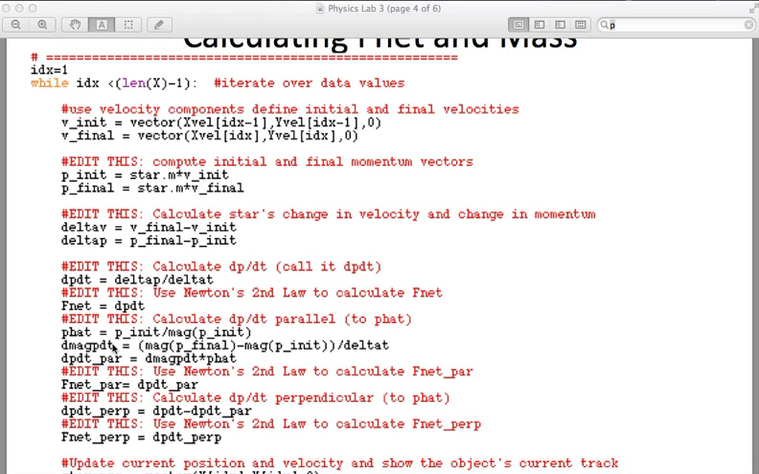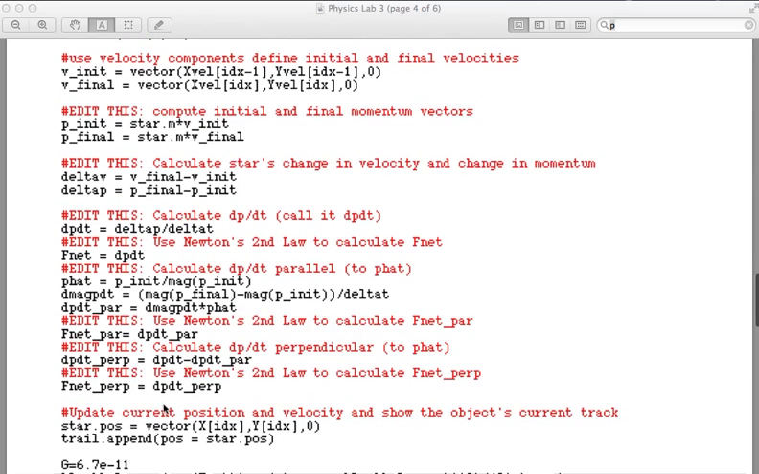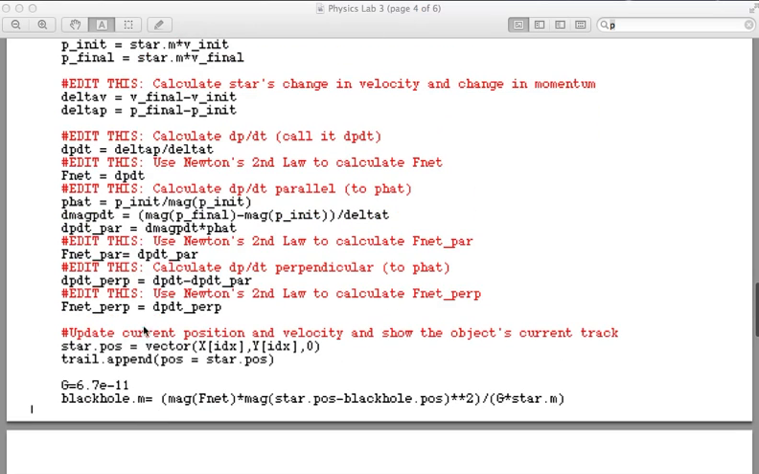These lines of code give us the dp/dt parallel, which is basically the magnitude of P final minus the magnitude of P initial divided by the time step, and then multiplied by the direction vector. And then the perpendicular is found by taking the difference between the dp/dt and the dp/dt parallel that was calculated a second ago. From there, the position of the star is updated so that it continues to read through the CSV file and calculate for each consecutive point.